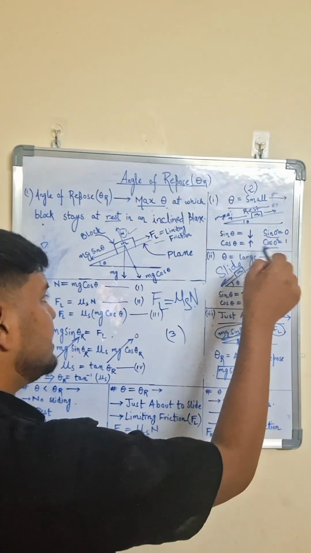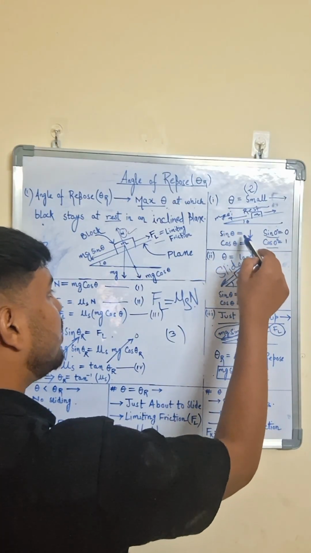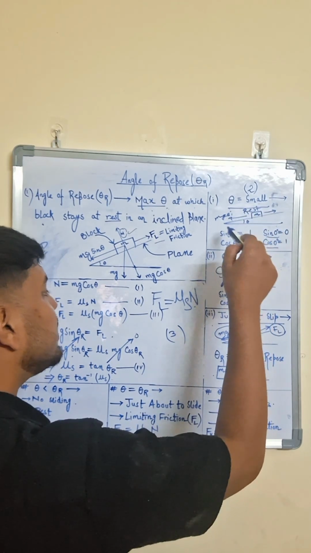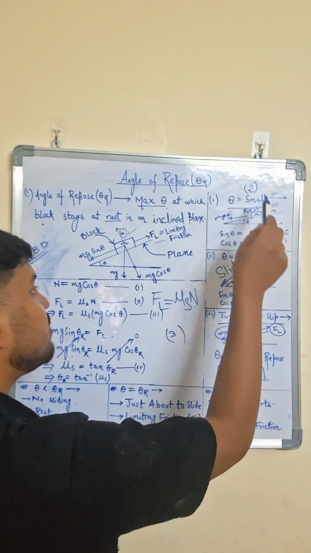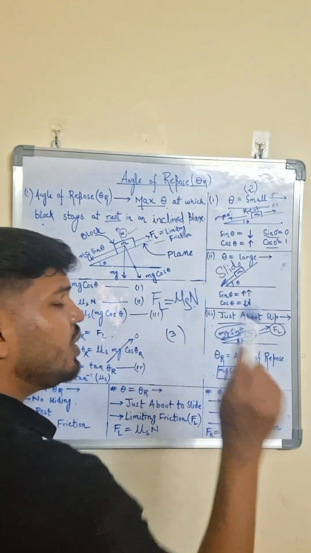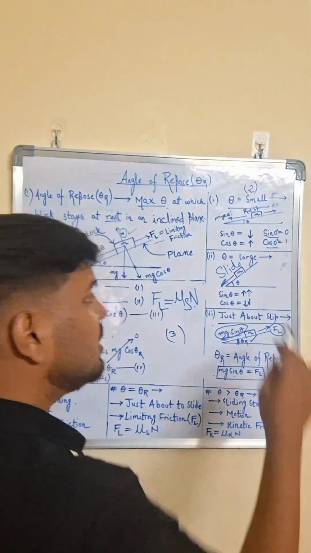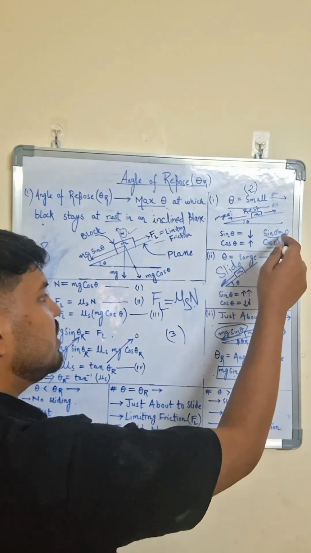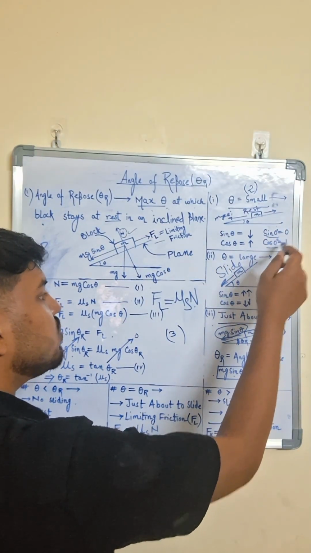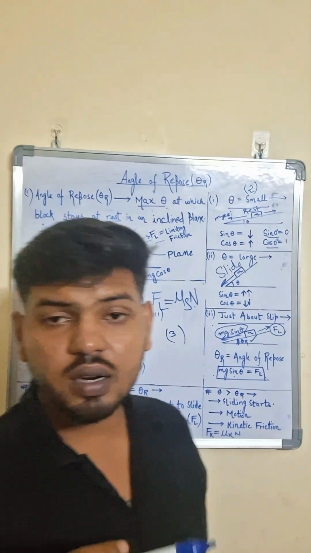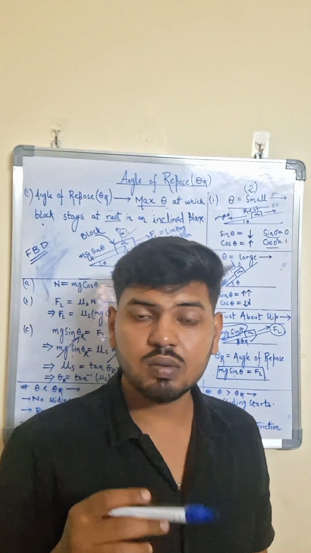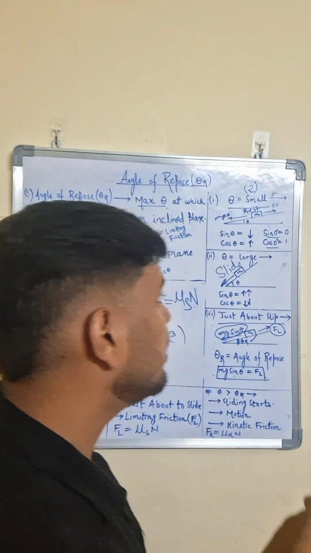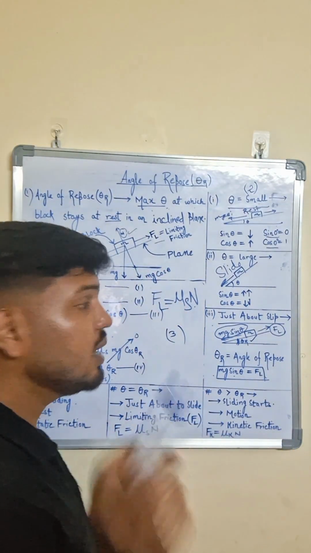Now we can see that when theta is very small, the sin theta value decreases and the cos theta value increases. If we take an example where theta is 0, which is very small, then sin 0 is 0 and cos 0 is 1. From this we can understand that at very small theta, the sin theta value decreases and the cos theta value increases.